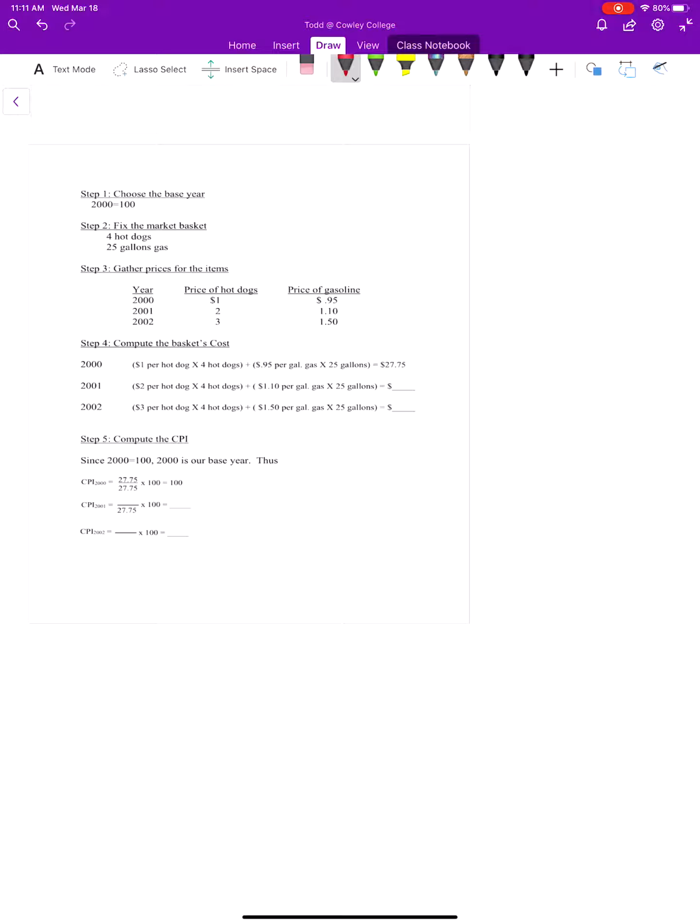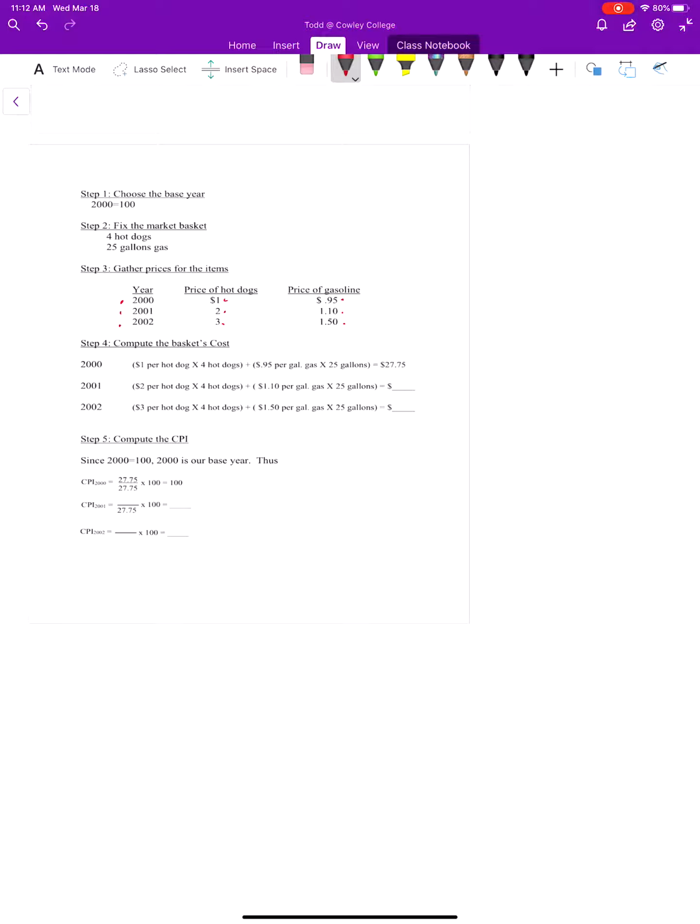All right, step number 3, I've assumed we have gone out for the years 2000, 2001, and 2002, and we've gathered our prices for hot dogs and for gasoline. According to this, in the year 2000, each hot dog cost on average $1, and gasoline cost 95 cents a gallon. In the year 2001, hot dogs cost $2, gasoline cost $1.10, and by the time we got to 2002, hot dogs were $3 apiece, and gasoline was $1.50 a gallon.